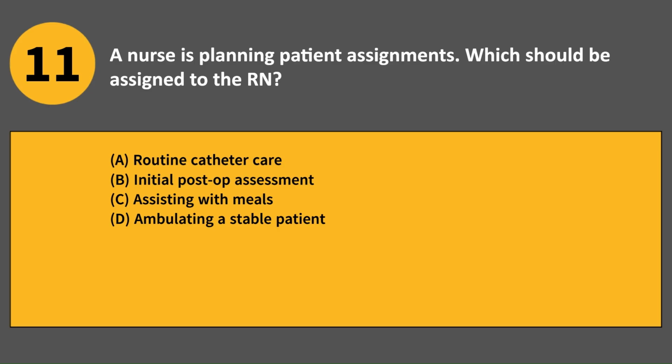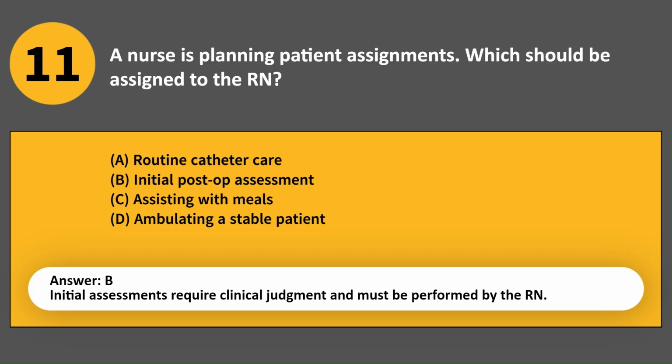A nurse is planning patient assignments. Which should be assigned to the RN? A. Routine catheter care. B. Initial post-op assessment. C. Assisting with meals. D. Ambulating a stable patient. Answer: B. Initial assessments require clinical judgment and must be performed by the RN.